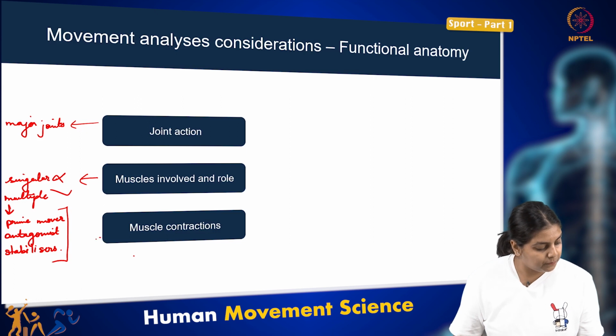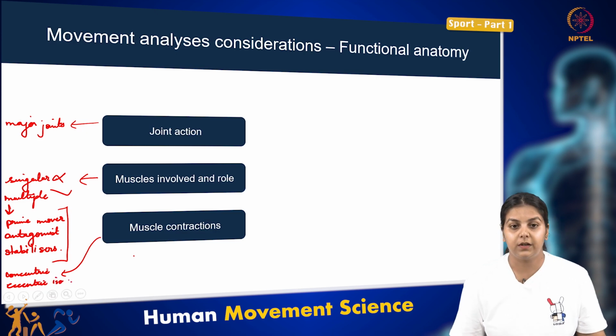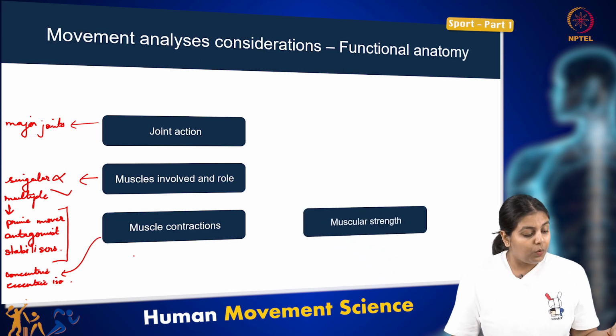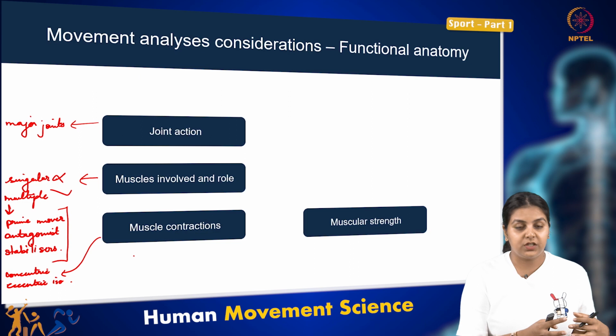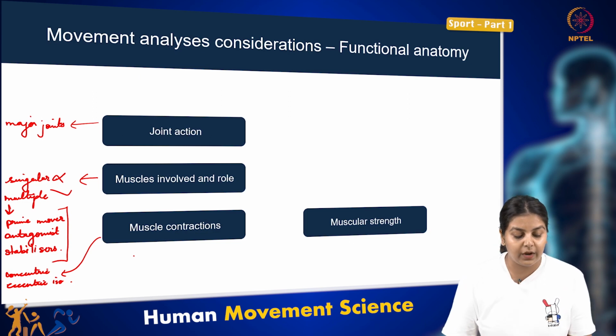But the type of muscle contractions could be concentric, could be eccentric, so that's what we're talking about, or could be isometric as well, right? So it could be any of the muscle contractions. Once you've known what the joint action is, what muscles are involved, what your role is, and the contractions, we then look at what the strength in the muscle is, right?